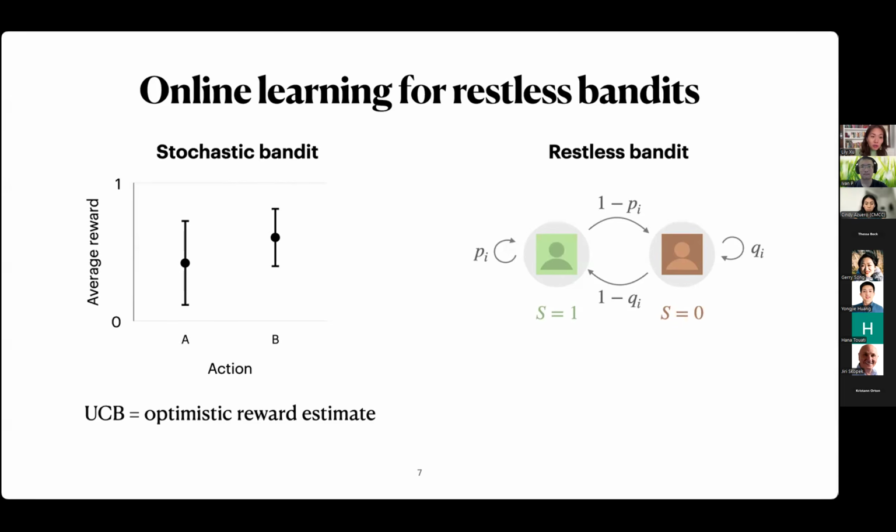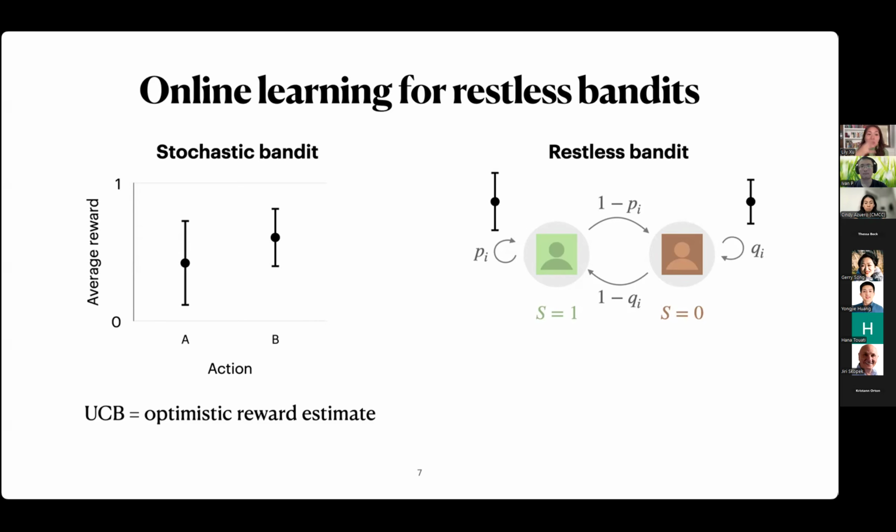But if we're applying this for restless bandits, now the parameters that we're uncertain of do not directly translate to the reward. So for stochastic bandits, there's uncertainty about the reward of action A and the reward of action B. But now for restless bandits, the things that we have uncertainty over are the transition probabilities. And then the reward comes only after we've transitioned and we've determined which state we're in. So here, there's uncertainty over these parameters Pi and Qi.